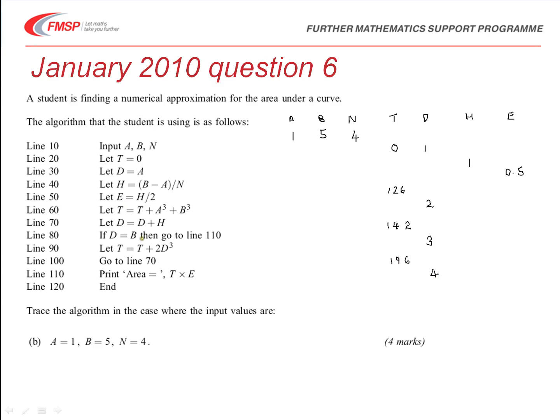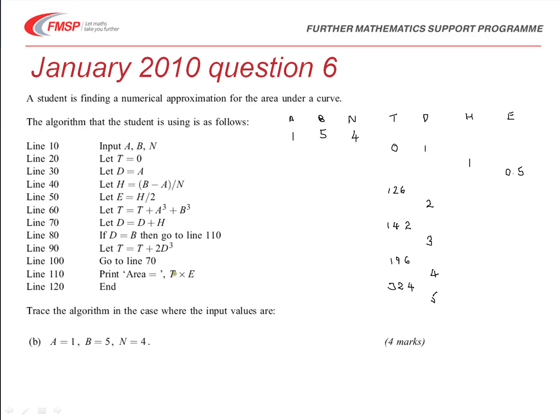So we then have to go on to line 90 and cube the 4, which is 64. Double it is 128 and add that onto the old value of T to get the new value of T, so that makes 324. Then we go to line 70 again, add D and H together to give you a new value of D. Does D equal B? Well, D is 5 and B is 5, so the answer to that now is yes.